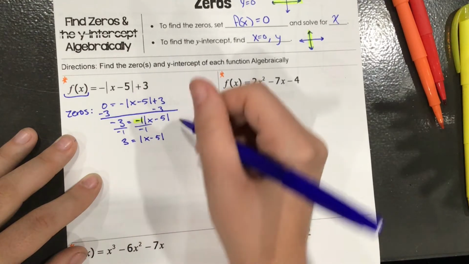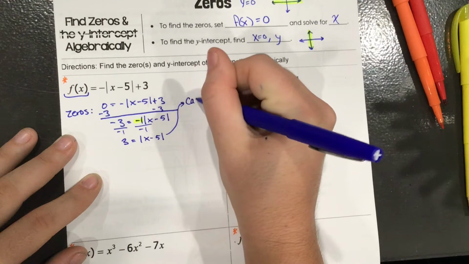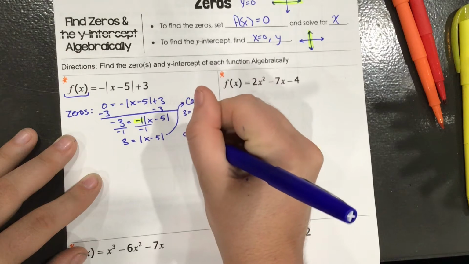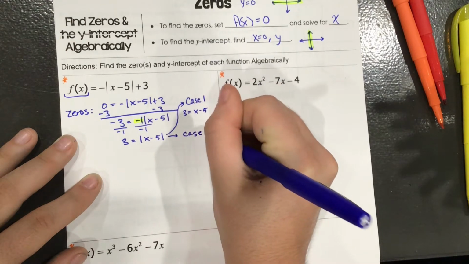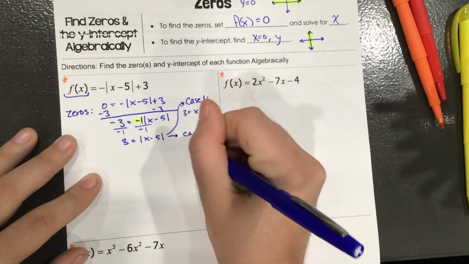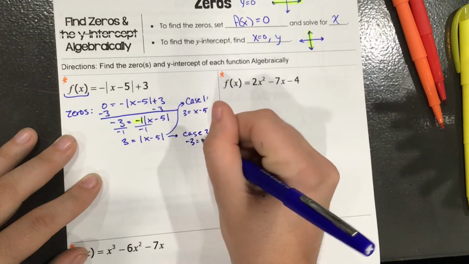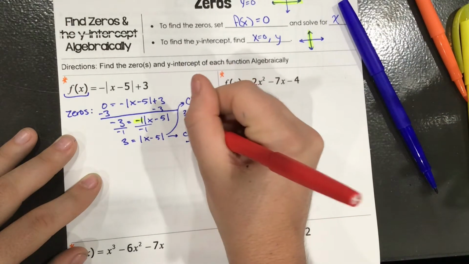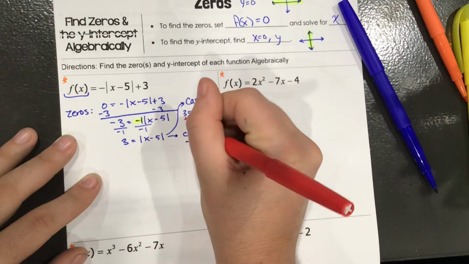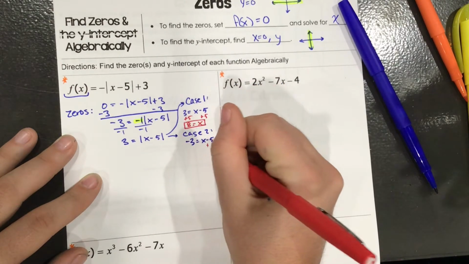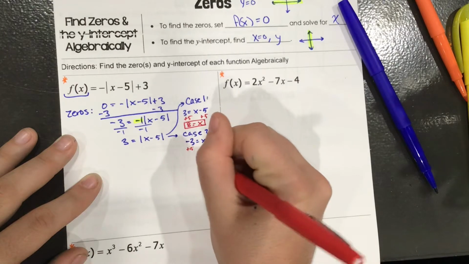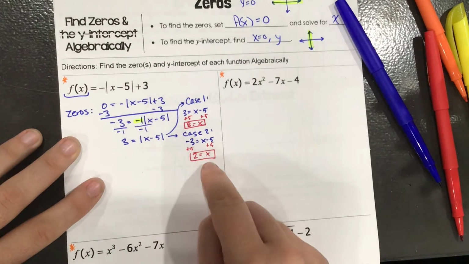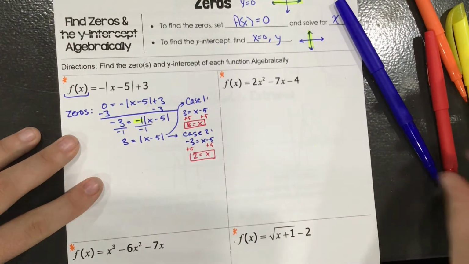Now, to solve it from here, we need to do two cases. Case 1, where it's 3 equals x minus 5, and then case 2, where it's negative 3 equals x minus 5. And we'll solve from there. Add 5 to both sides. We get x equals 8, or x equals 2. This tells me that this function is going to pass through the x-axis at 2 and 8.